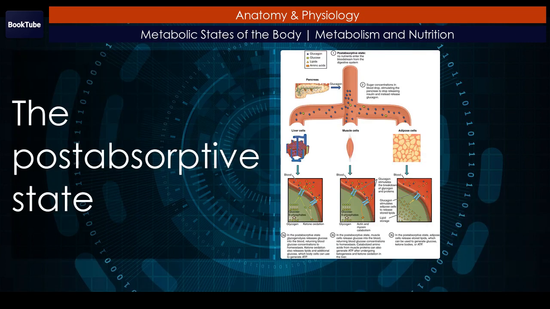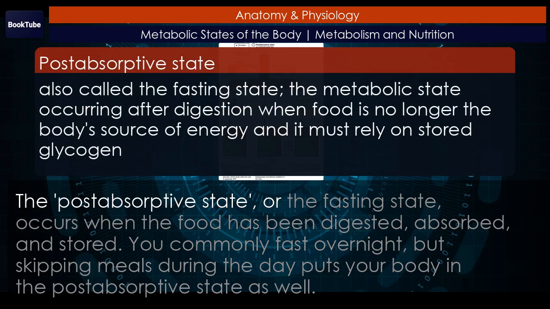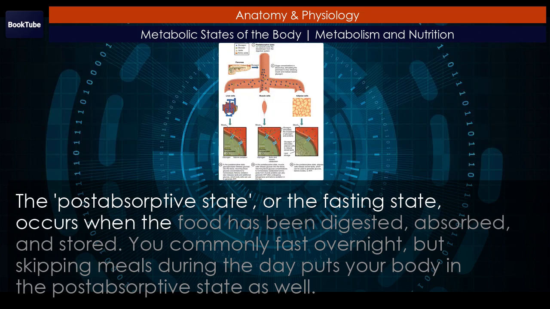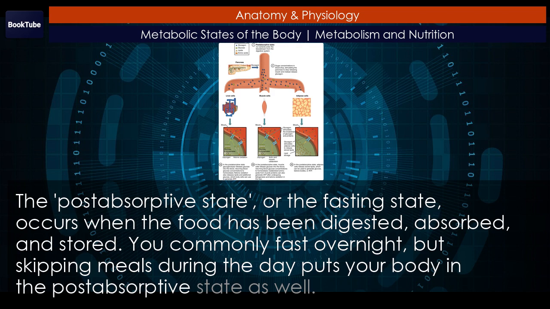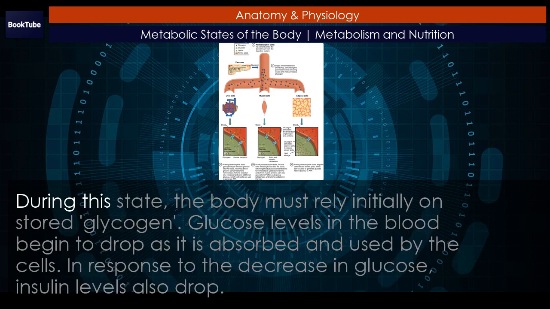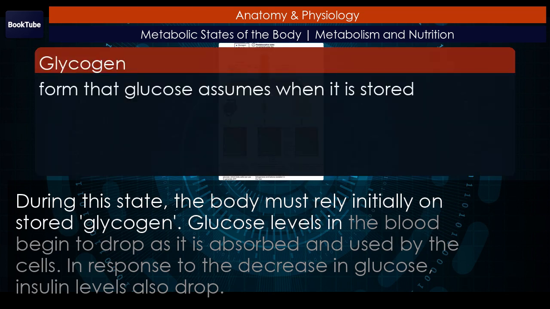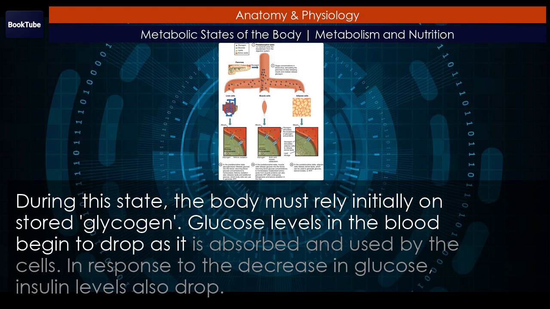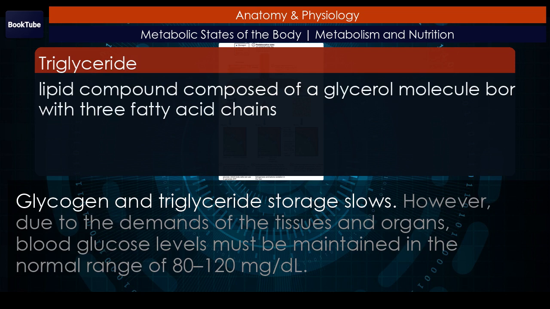The postabsorptive state, or the fasting state, occurs when the food has been digested, absorbed, and stored. You commonly fast overnight, but skipping meals during the day puts your body in the postabsorptive state as well. During this state, the body must rely initially on stored glycogen. Glucose levels in the blood begin to drop as it is absorbed and used by the cells. In response to the decrease in glucose, insulin levels also drop. Glycogen and triglyceride storage slows.